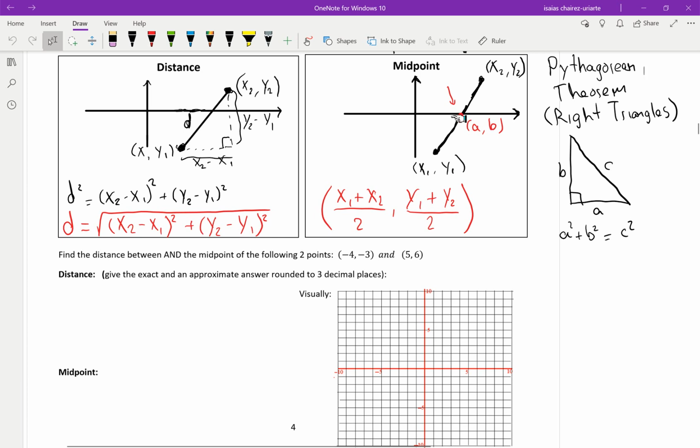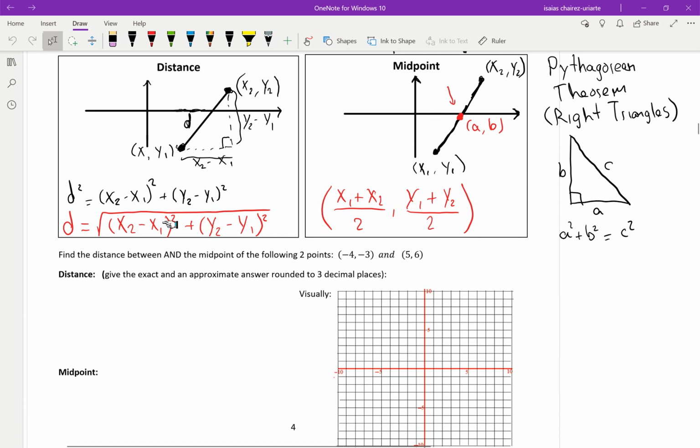It turns out that the x coordinate of the midpoint is the sum of the other two x coordinates divided by 2, and the y coordinate of the midpoint is the average of the two y coordinates. The distance between 2 points is going to be some value, something like 3.8. The midpoint between 2 points is going to be another point, so be careful with that. The distance is just some number, the midpoint is an ordered pair.